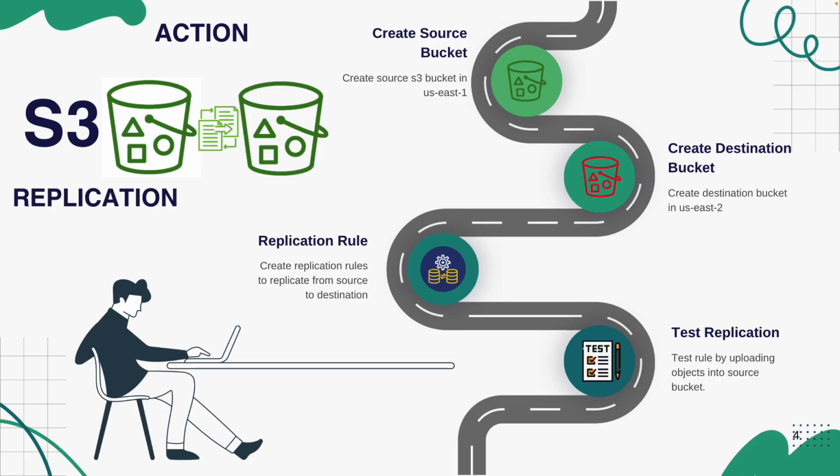And the action we're going to take is, of course, replicate objects in the two S3 buckets. The first thing we're going to do is create the source bucket. We're going to be using US East 1, and then create another bucket in US West 2. It's supposed to be West 2 here. We'll change it to West 2. So this is going to be the destination bucket, and we're going to create the replication rule and then test replication by uploading a document into the source bucket and watch it replicate into the destination bucket.